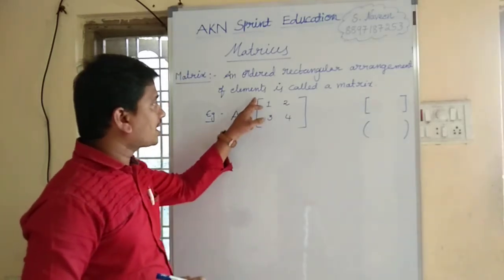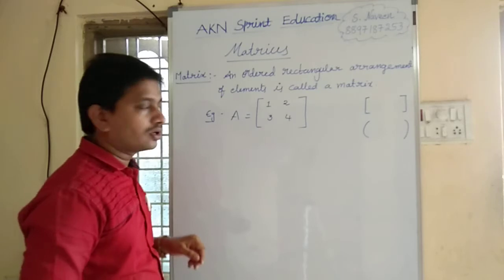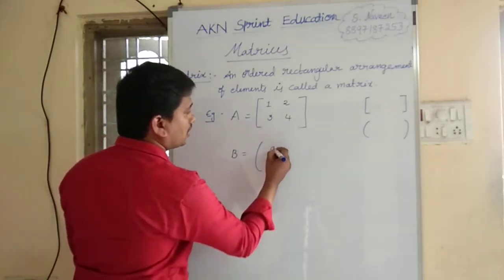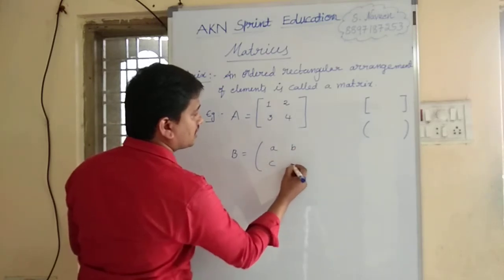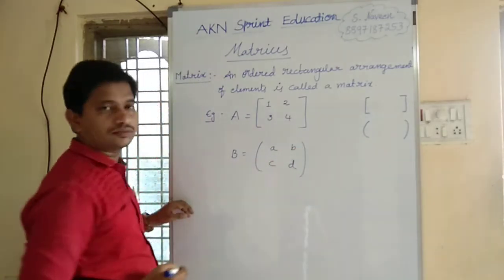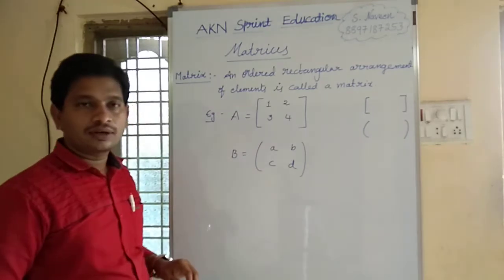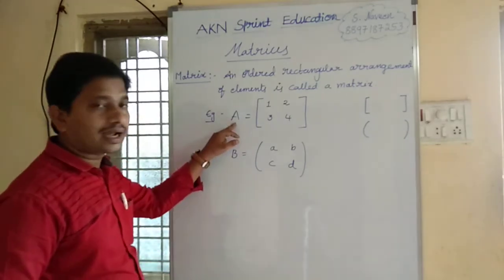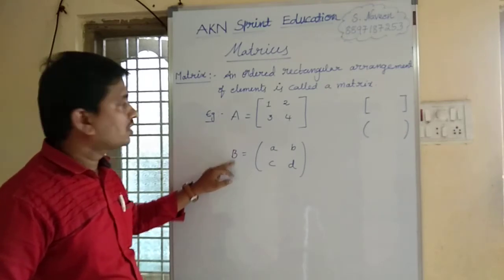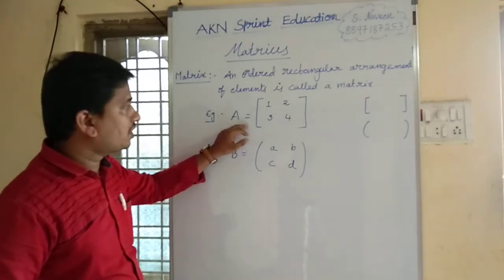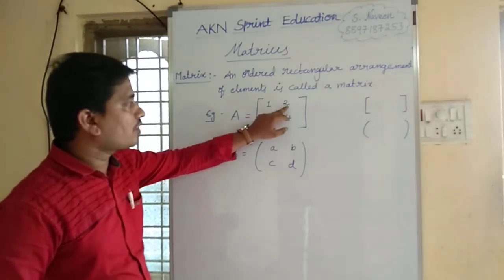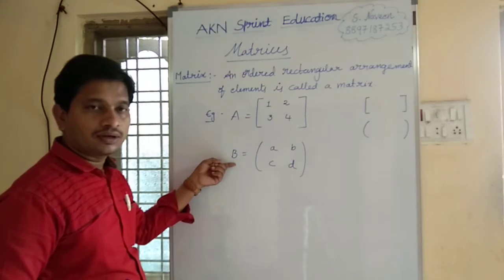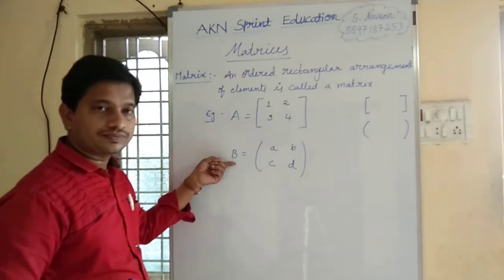So matrices are enclosed by brackets. We can also write B equal to a, b, c, d. This is also a matrix. Matrices are represented by capital letters. Elements of matrix A are 1, 2, 3, 4, and this is the matrix B. It is represented by B.